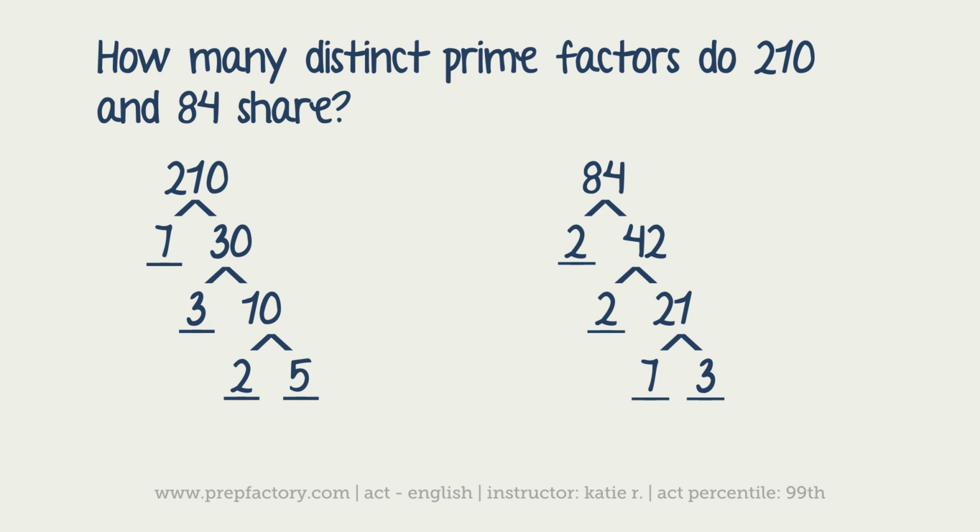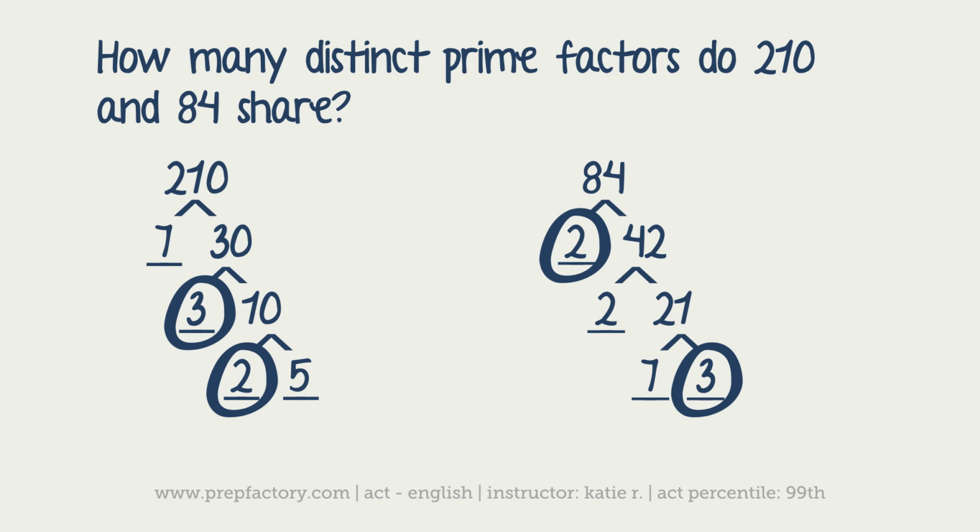Alright, so 210 has 7, 3, 2, and 5 as its prime factors, and 84 has 2, 2, 7, and 3. So let's look for the ones that they share. They share a 2, they share a 3, and they share a 7. We already counted this second 2 that's under the 42, 2 times 21, so we can't count that one. And the 5 doesn't go into 84, so we have 3 as our final answer.